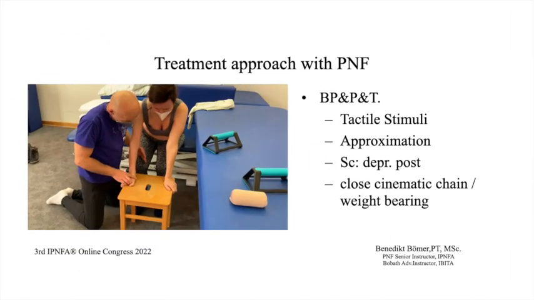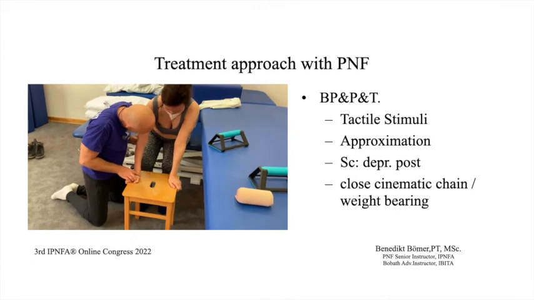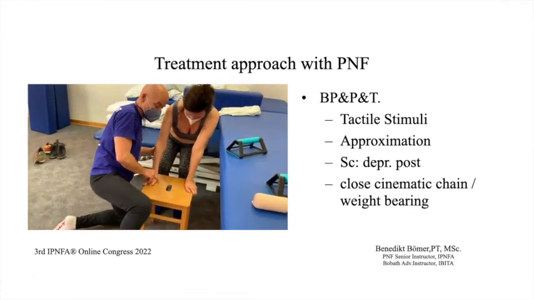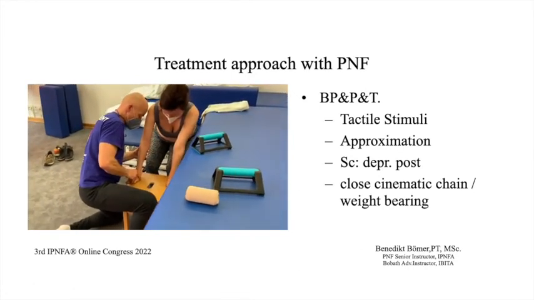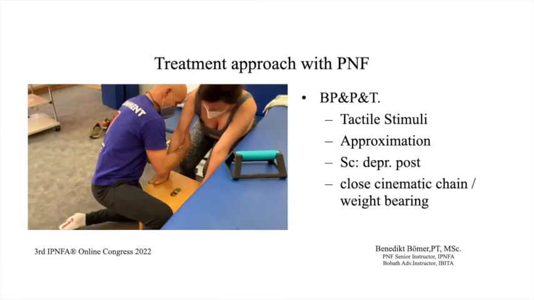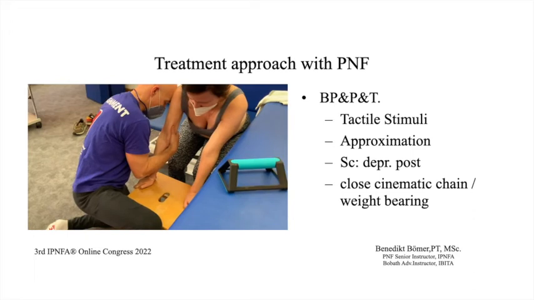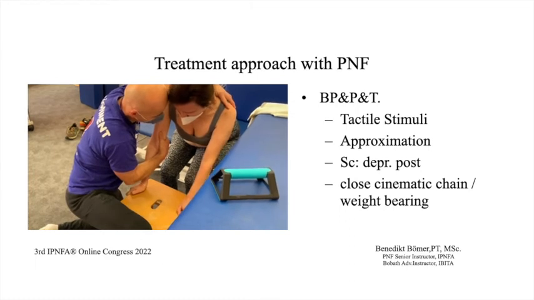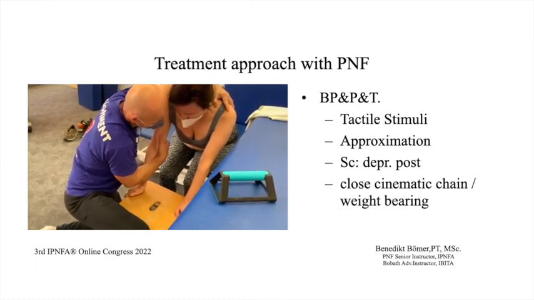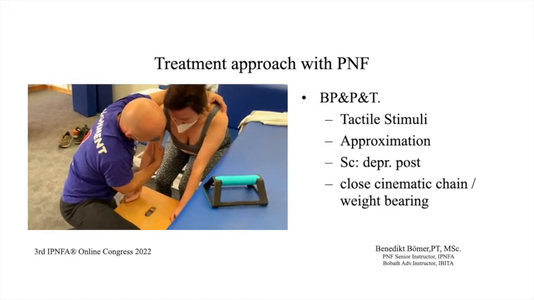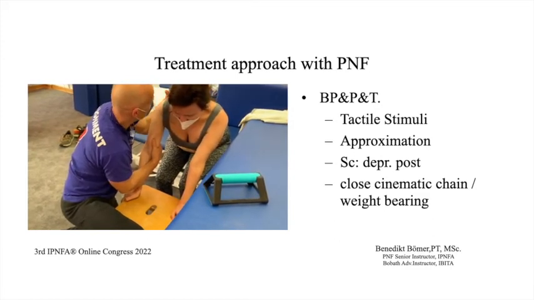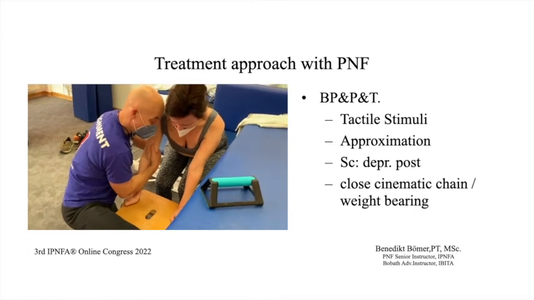After this, I bring her right arm into a closed chain, also through this weight bearing, to reduce her hypertonicity or spasticity of her wrist flexors. And also here I gradually increase the activity. At first I stabilize the wrist on the chair. I give an approximation through my right hand. I use the scapular pattern depression posterior on the left side in order to facilitate weight bearing to the right. Remember, weight bearing is one of the strategies to reduce spasticity or hypertonicity.